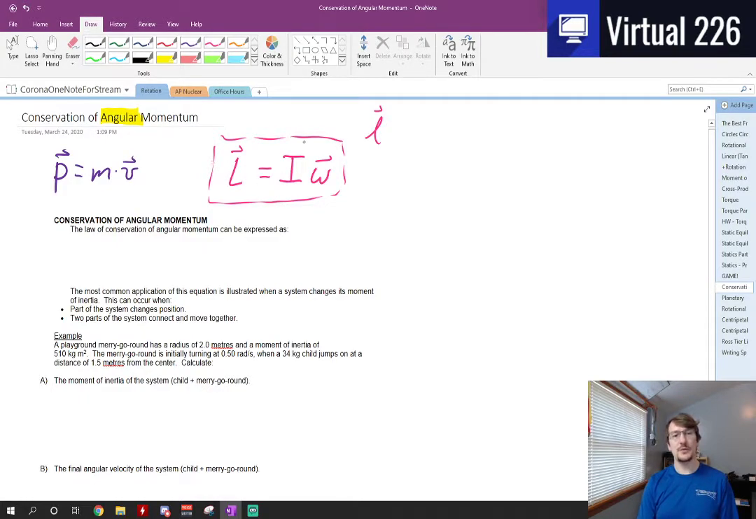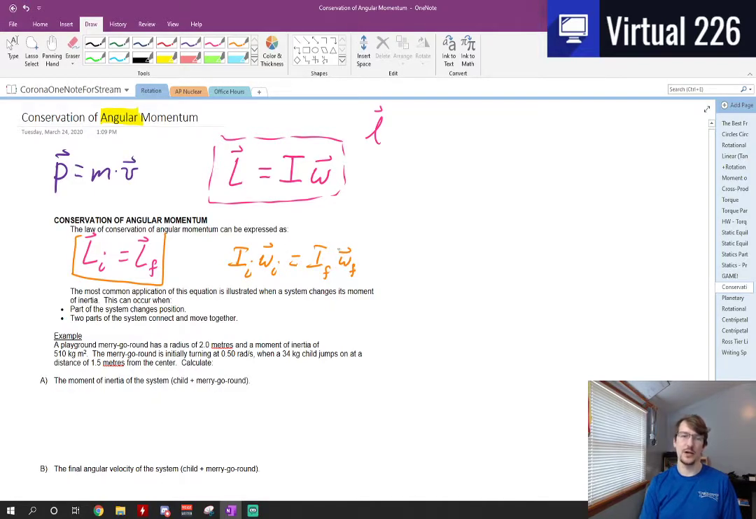Because this conservation of angular momentum exists, what we can effectively say is that the momentum you have initially in a system of objects has to equal the momentum you have at the end of the system of objects. Or another way we could write this is that the initial momentum of the first object plus the second object equals the final momentum. I guess if you wanted to expand it, we could say the initial moment of inertia times the initial angular velocity equals the final moment of inertia times the final angular velocity. This is the most common thing we'll be doing.